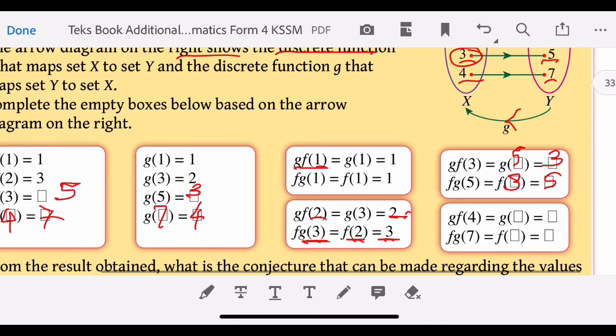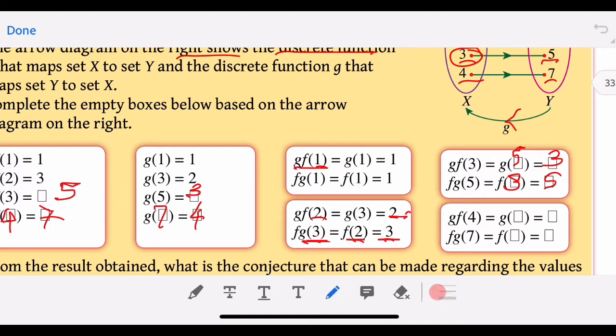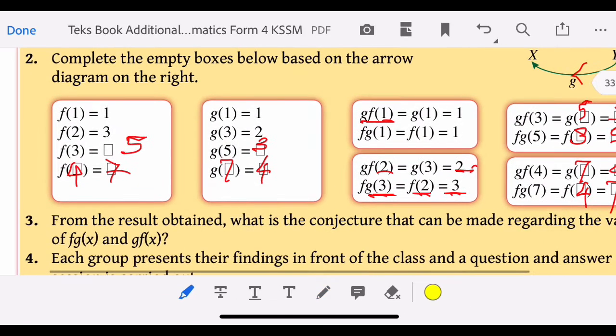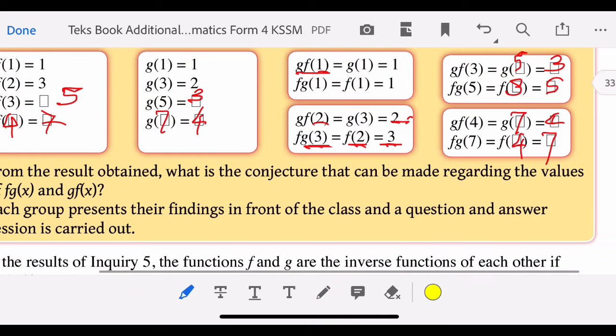So g(f(4)), f(4) will be 7, so it becomes g(7), which will be 4, right? So f(g(7)), g(7) is 4. You can look at that. The g(7) here is 4, and then f will bring 4 back to 7, right? So after you complete the activity, from the result, what is the conjecture?